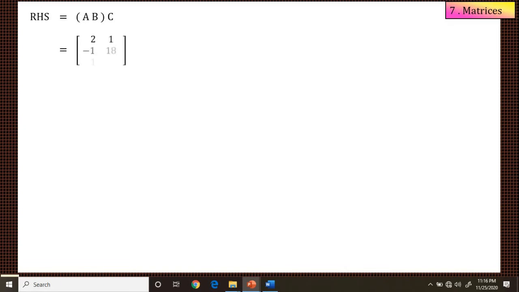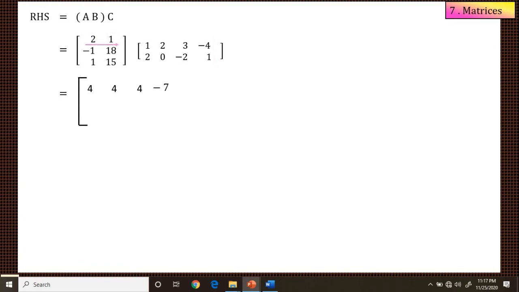So already AB matrix we know it is 2 1, minus 1 18, 1 15, and into C matrix. So again by the definition of multiplication, row wise into column wise elements are multiplied and added. So if you do that operation you will get a 4, and with the second column elements if you do the same operation you will get a 4, and with the third column elements if you operate you will get 4, and with the last column elements if you operate you will get minus 7.